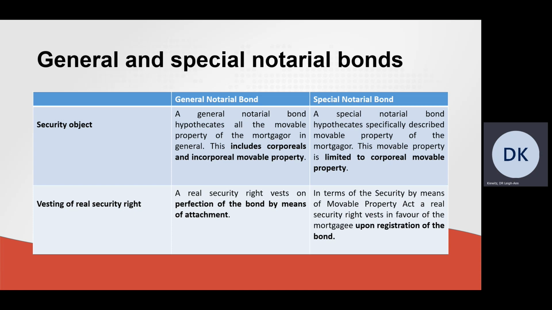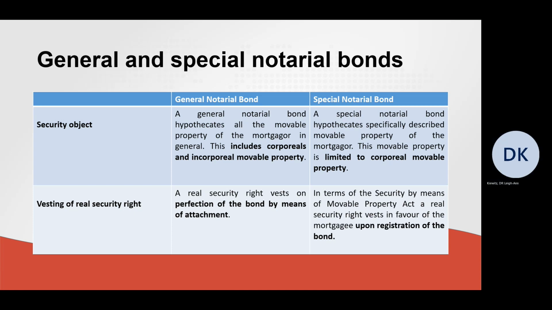Now, with regard to a security object, a general notarial bond hypothecates all the movable property of the mortgager in general. This includes corporeal and incorporeal movable property, whereas a special notarial bond hypothecates specifically described movable property of the mortgager. This movable property is limited to corporeal movable property.